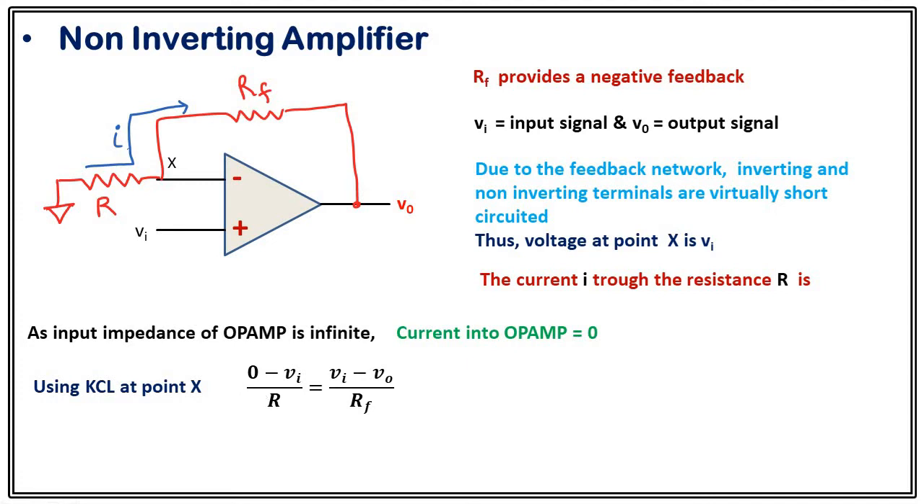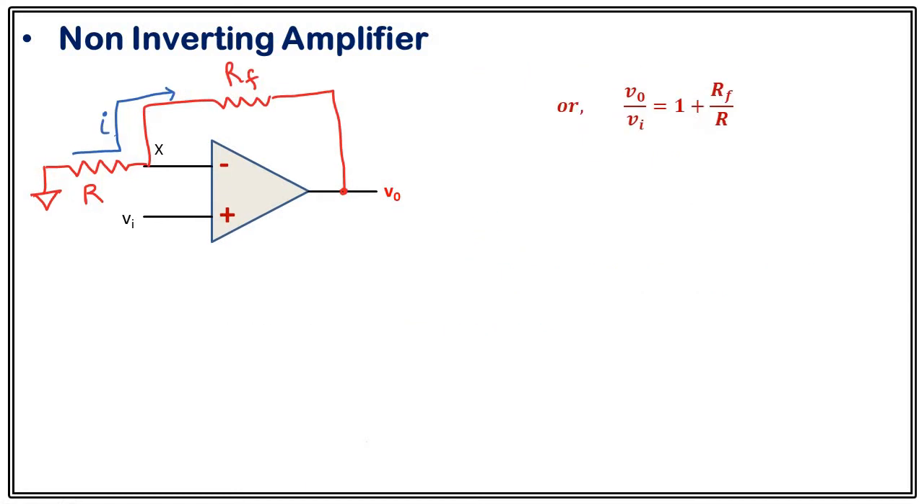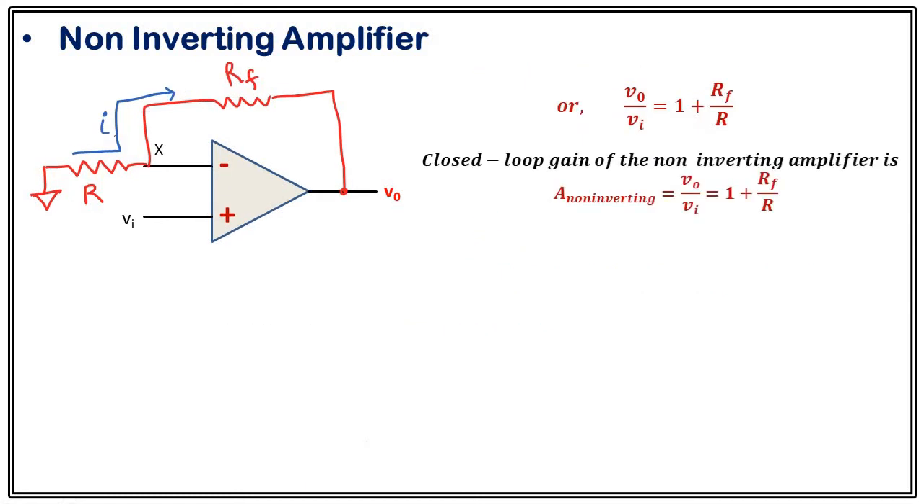So we can write 0 minus Vi upon R, which is the current through R, equal to Vi minus V output upon Rf. This is the current through the resistance Rf, and this must be equal. Just by simplifying this relation, we can write V output upon V input is equal to 1 plus Rf upon R. What is V output upon V input? It is nothing but the closed loop gain of the non-inverting amplifier. So it is denoted as A non-inverting, and this will be equal to 1 plus Rf upon R.